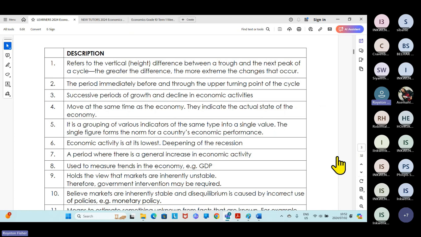The other schools, we'd also like to acknowledge you, so please make use of the chat as well. Number three, successive periods of growth and decline in economic activities. What is this particular concept or description?